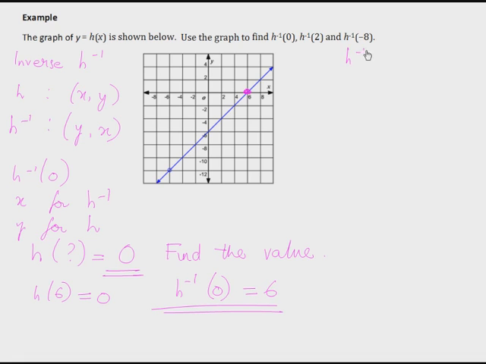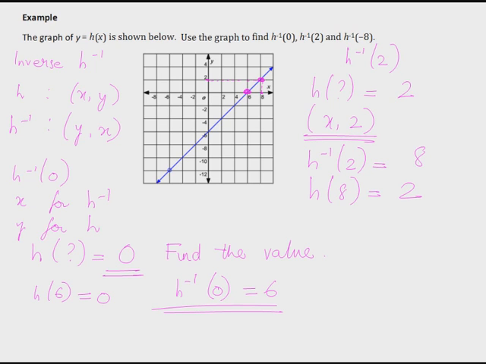Find h inverse 2. So what have they given me? They've given me the y coordinate is 2 and I need to find the x coordinate. So I need to find h of some value whose y coordinate is 2. In other words, they've given me x comma 2 as the point. Find x. So I go to 2 on the y-axis, go to the graph, and here's my point. This is a point with y coordinate 2. What is its x coordinate? 8. So h inverse 2 is equal to 8. Or in other words, h of 8 is equal to 2.